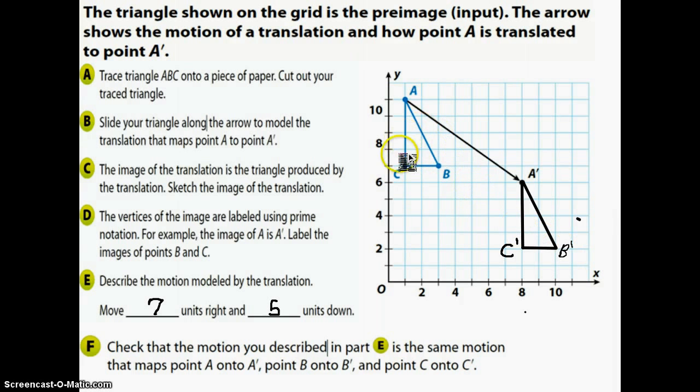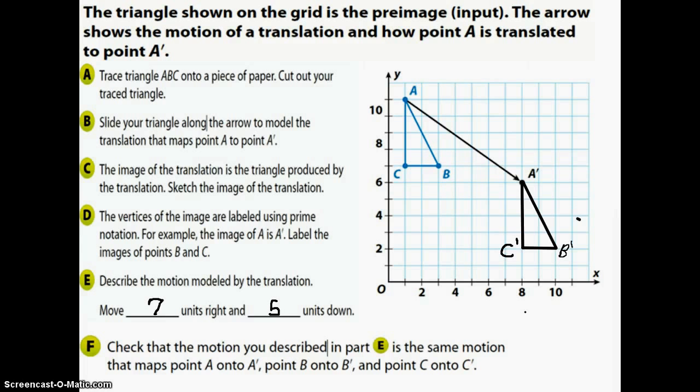So you notice the triangle didn't lose its shape. It's just simply moved or slid across this diagonal line that you see. And let's go ahead and talk about what these ordered pairs are. Well, actually, I don't want to do that yet. I want to wait until we literally get into the lesson where they're telling us this. So right now, I just want you to see how the slide affects it, and it tells us to check that the motion you describe in part E is the same as the motion that maps A to A prime, B to B prime, and C to C prime, and that is exactly right.